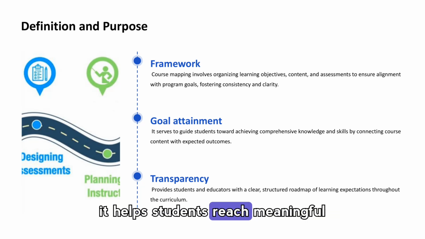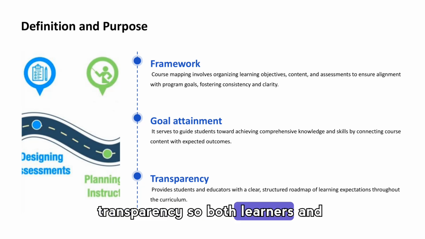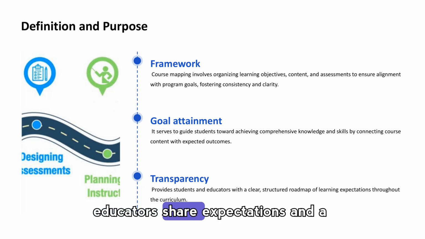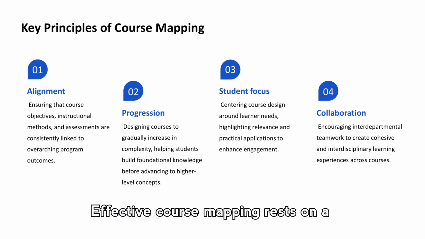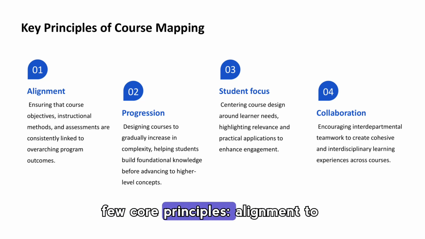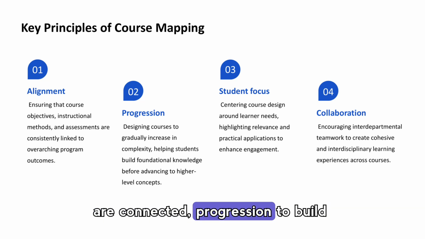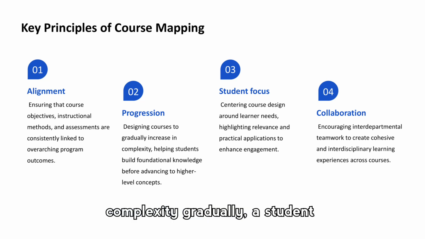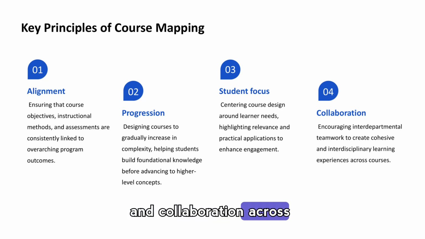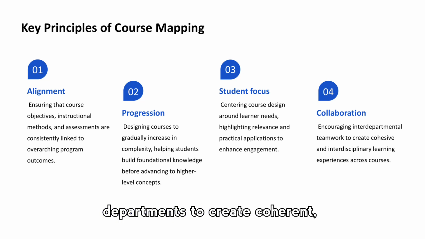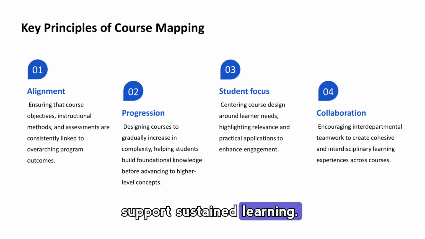It helps students reach meaningful milestones, and it provides transparency so both learners and educators share expectations and a roadmap through the curriculum. Effective course mapping rests on a few core principles: alignment to ensure objectives and assessments are connected, progression to build complexity gradually, a student focus that centers learning needs, and collaboration across departments to create coherent, interdisciplinary experiences that support sustained learning.